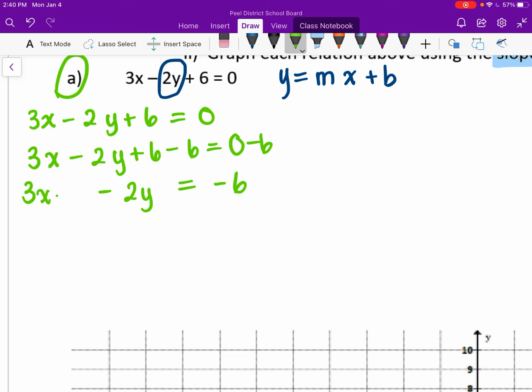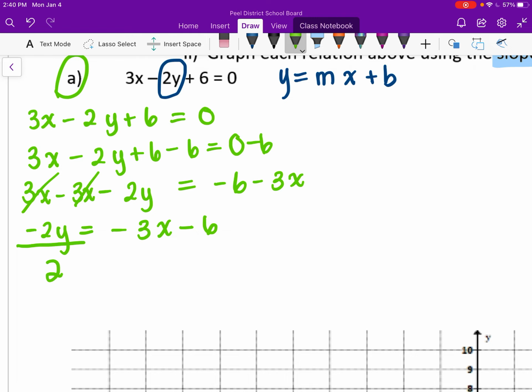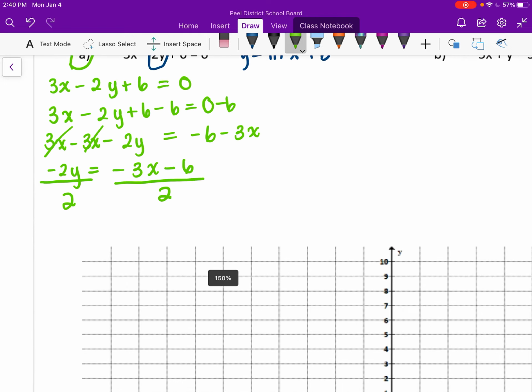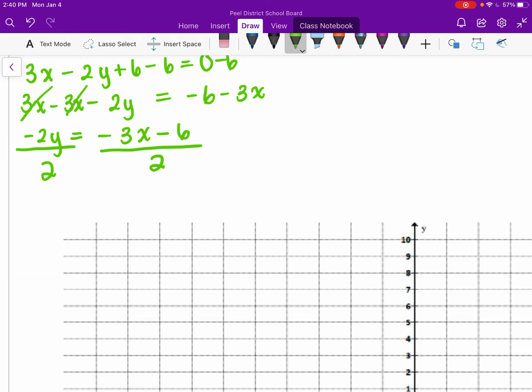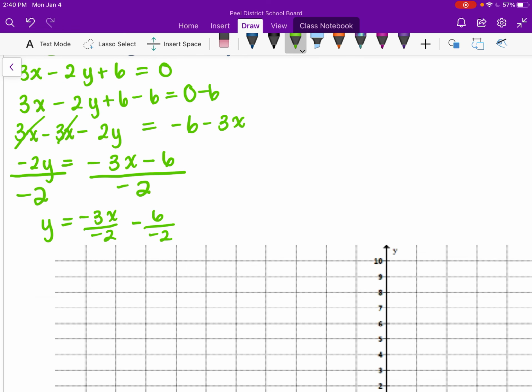Now I want to get rid of the x. So I'm just going to do minus 3x on both sides. Minus 3x, I'm left with -2y equals -3x, because I like to put the x first, minus 6. I'm going to divide both sides by -2. When I'm dividing something like this by -2, it's going to be -3x over -2 minus 6 over -2, right?